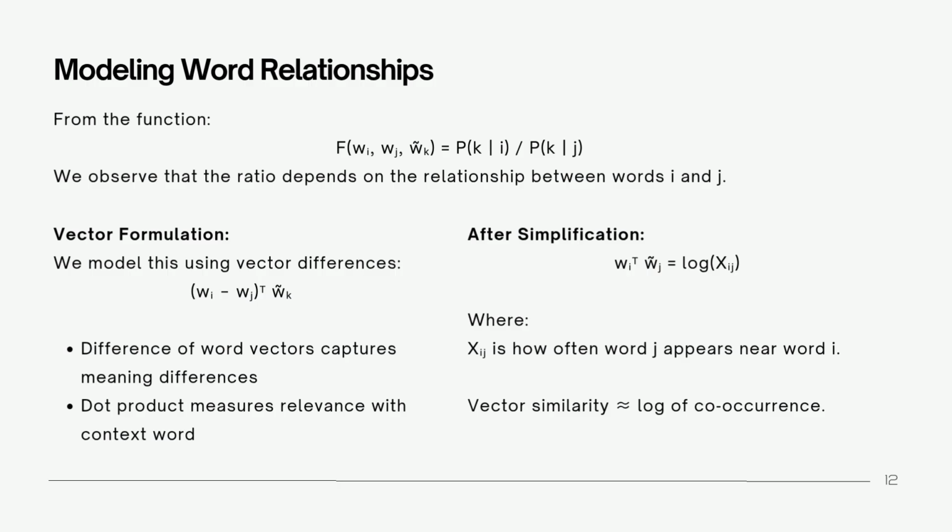Let us look at the vector formulation. To model this mathematically, GloVe uses vector differences and dot products. The difference between word vectors captures differences in meaning, and the dot product captures how related a word is to a context. After simplifying the equations, we arrive at a very elegant result. The dot product of two vectors is approximately equal to the logarithm of their co-occurrence count. This is a beautiful connection between linear algebra and probability.